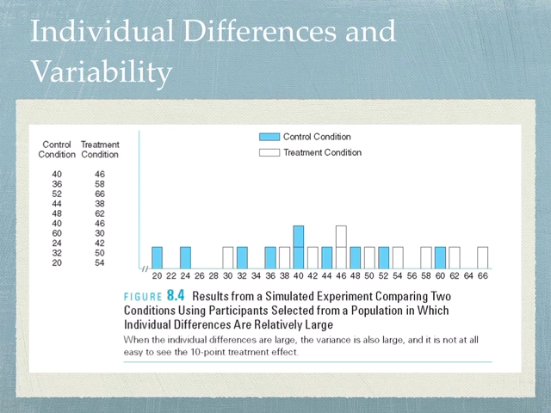Whereas if you're drawing from a population that has very low variability, again, you can see those treatment effects a little bit easier. So a lot of deciding between a between subjects and a within subject design is, to some extent, going to depend on what kind of population you're dealing with and what kind of questions you're dealing with.